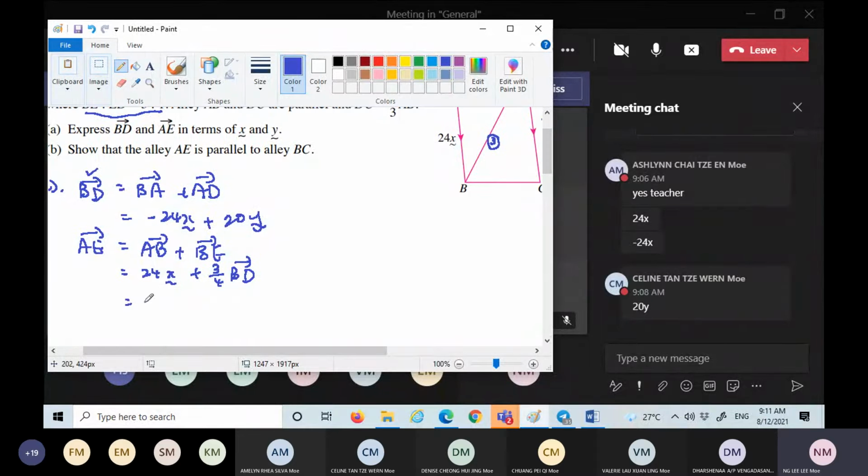So next, what I'm going to do is just bring in the BD from here. So negative 24x plus 20y. Expand with the 3/4. Negative, positive, you get negative. 4 and 24 is 6. 6 times 3, 18. If I make a mistake, then let me know. This is positive. This is 5, 15.